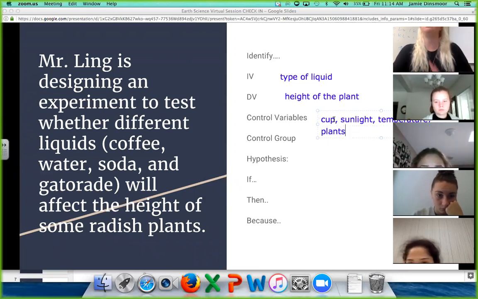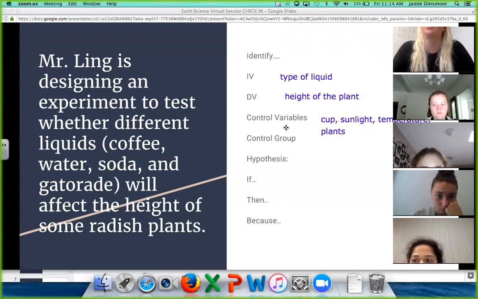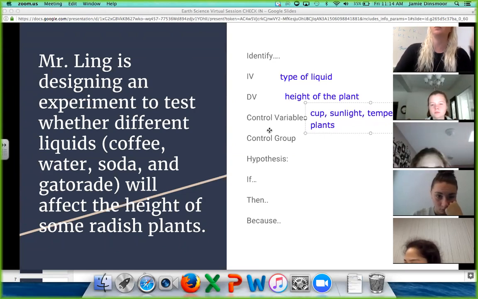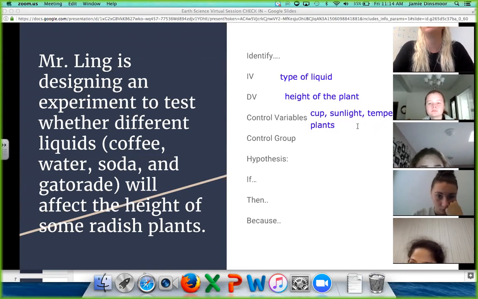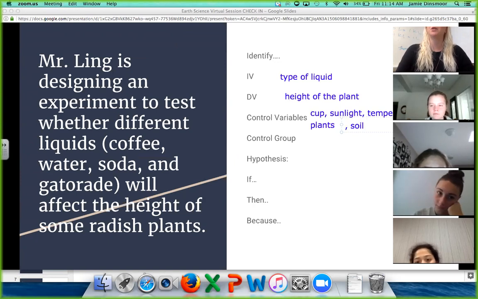Some of this stuff probably seems like common sense. You're like, well, duh, of course he's going to need to do that. But it's not always that common sense when we are designing an experiment, right? Thinking about what soil is a good one. Thinking about what we're keeping the same can sometimes be harder than picking our independent and dependent variables. All right, so we've got to have the same cups, the same amount of sunlight, the same temperature, the same plants, the same soil, right?